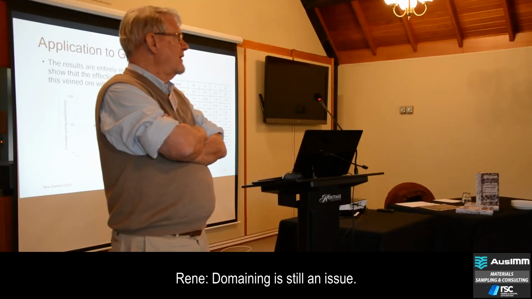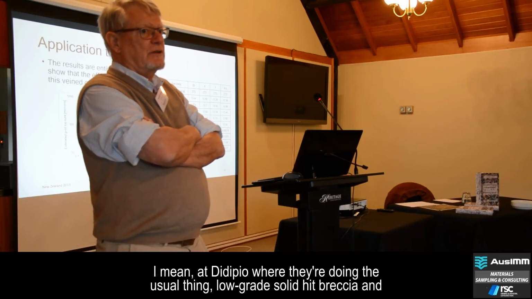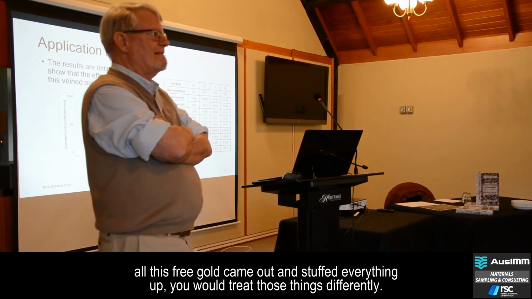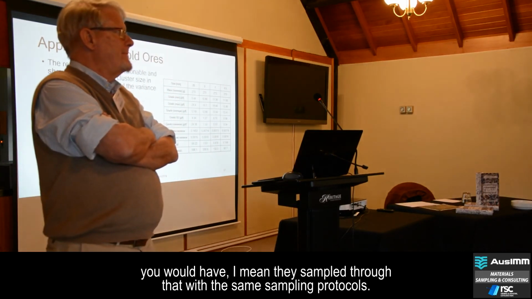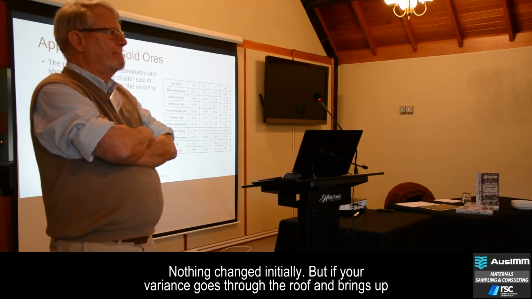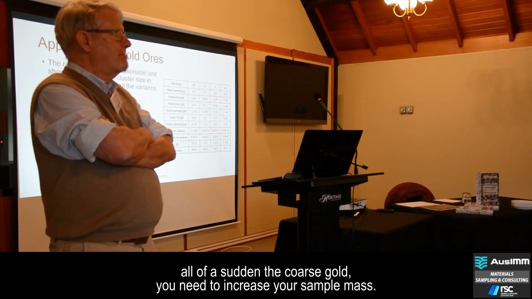Well, domaining is still an issue. I mean, up at the DPO, where they were doing the usual thing, low grade, and all this free gold came out and stuffed everything up. You would treat those things differently. They sample through that with the same sampling protocols. Nothing changed initially. But if your variance goes through the roof because of all this coarse gold, you need to increase your sample mass.